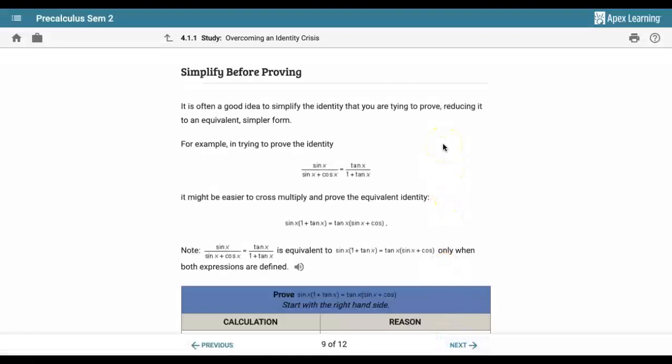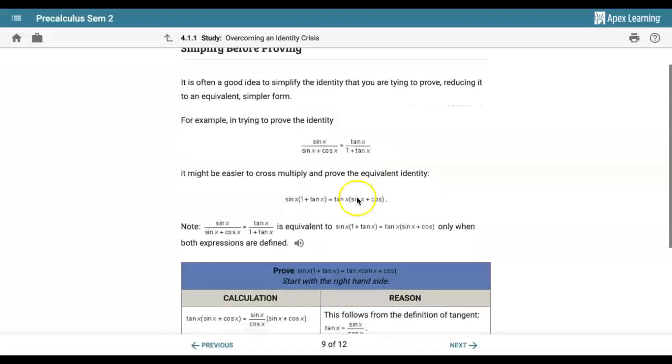As one of the rules or hints we talked about at the beginning stated, sometimes it's easier to simplify before we start proving. For example here, if we do our cross multiplication, I take sine x times 1 plus tan x, and I multiply my sine x plus cosine x times this tan x. I do this cross product multiplication.